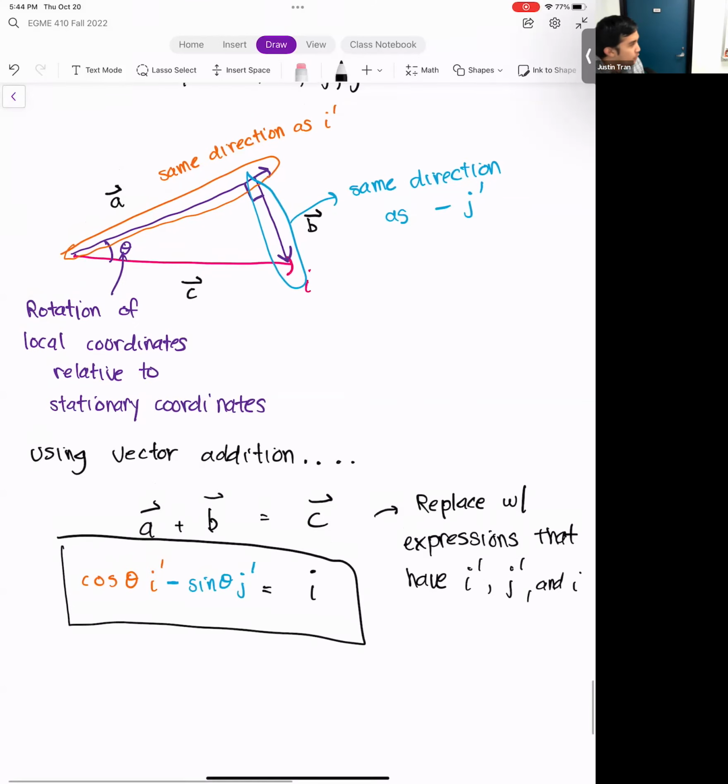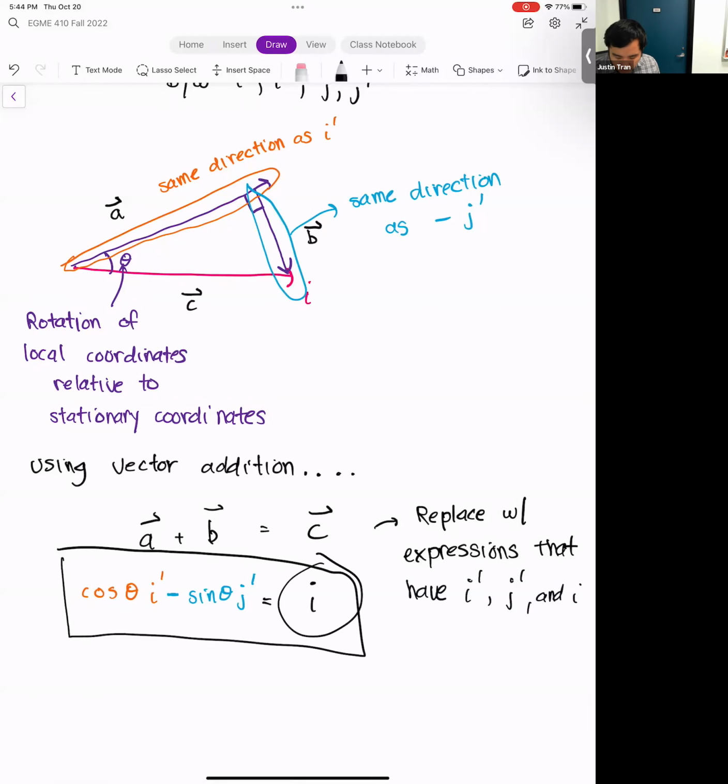And so what was the point of that? Why did we go through all that trouble to look at this expression? Well, now we have an equation here that we can plug in for I.